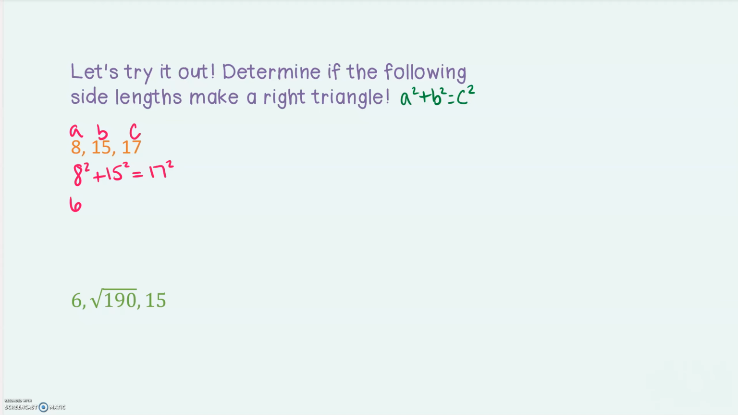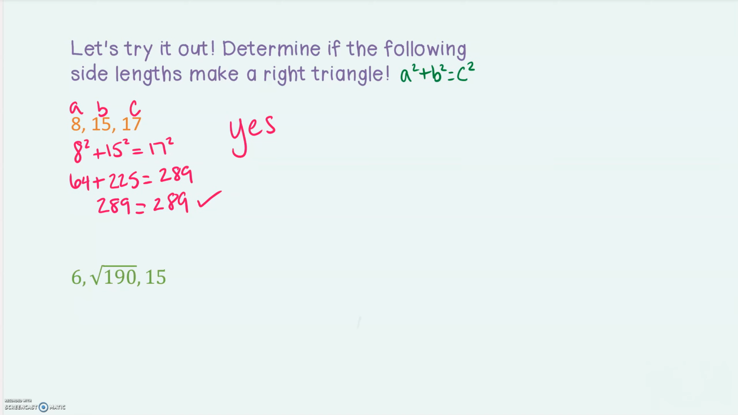8 times 8 is 64. Plus 15 times 15 is 225, equals 17 times 17 is 289. You're not required to have that one memorized, so I'm giving it to you. And now I need to combine my like terms. 64 plus 225 is 289. And does 289 equal 289? Yes, it does. So 8, 15, 17 is, in fact, a right triangle. It's not so bad, right?